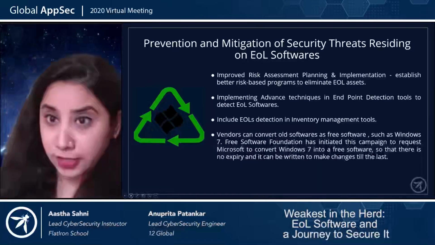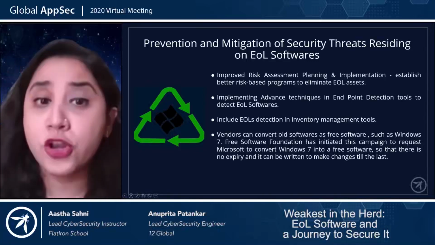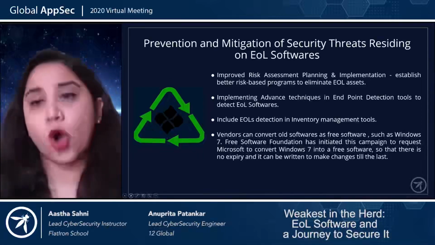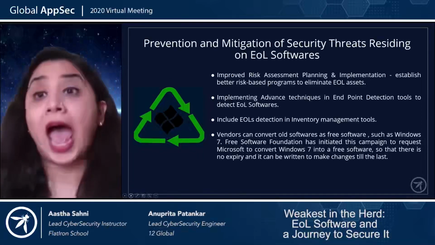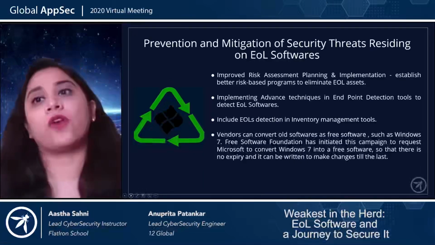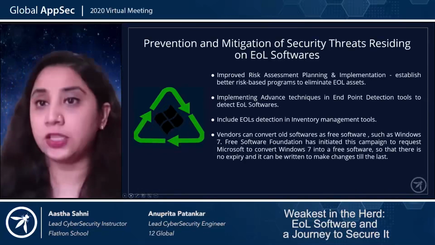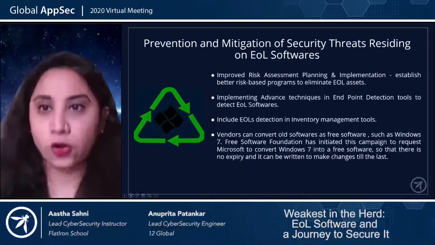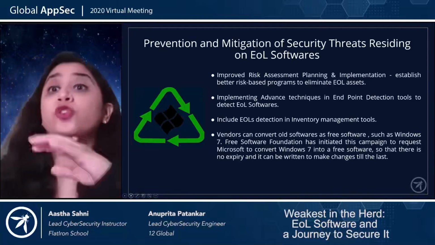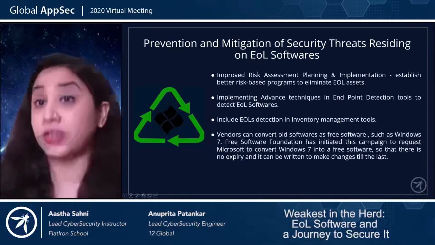Now, the fourth important thing which I'm seeing currently is, there is an organization known as the Free Software Foundation. They are coming up with good initiatives. This is a non-profit organization, and what this foundation is doing is creating campaigns around end-of-life software. What kind of campaigns have they started recently? We know in January 2020, Windows 7 became end-of-life software. So they have started this initiative where they are requesting Microsoft to change Windows 7 from end-of-life to free software.